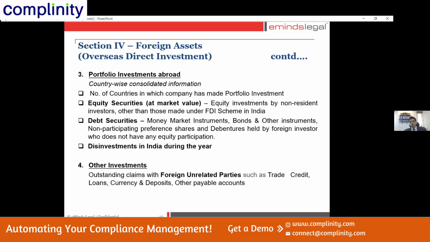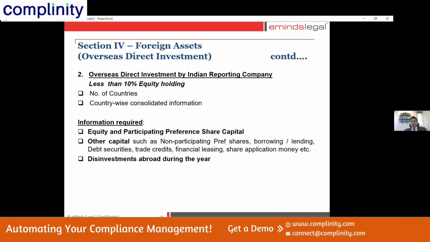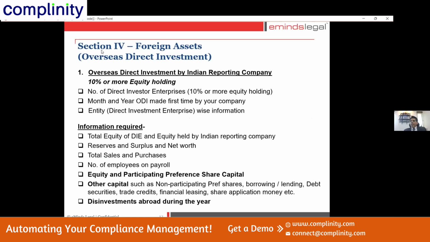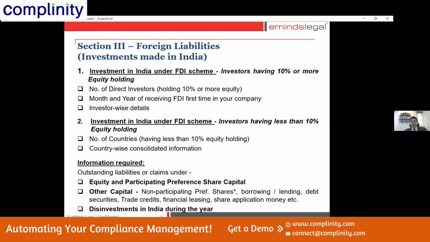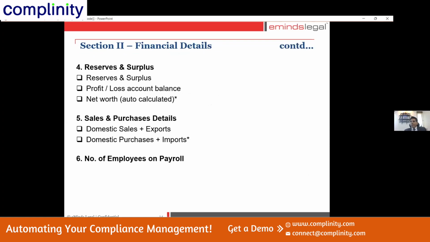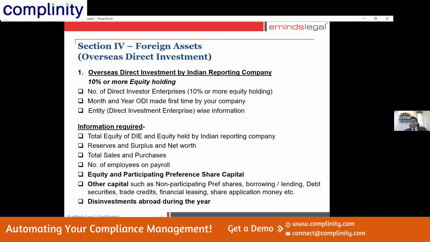So suppose I have any ODI in, let's say, one of the DI with 10% or more holding, so then I would need to file FLA, right? Assuming I don't have any FDI. So do I need to fill in any information in any of the previous sections is the question which generally arises, because I only have ODI in one of the entities. So, FLA requirement triggers because of section 4.